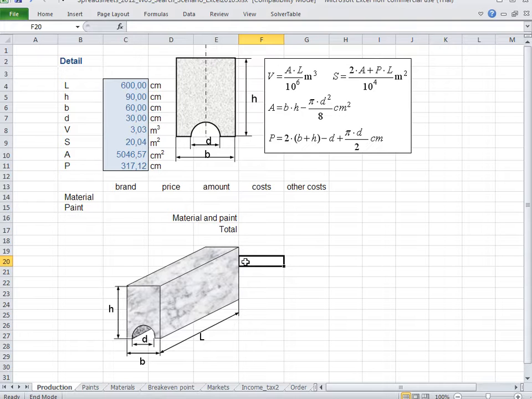Okay, so that we have already calculated. We are not going to go any further into these formulas in here, but we know that volume is 3,03 and full area is 20,04. Okay.